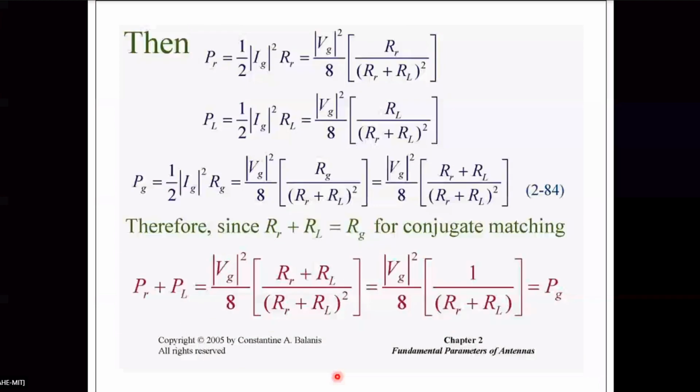So go through these equations. PR is this equation under conjugate matching, PL is this equation, PG is this equation. Therefore, since RR plus RL is equal to RG for conjugate matching, PR plus PL is equal to PG. Just go through this. I'll give you half a minute. This is under conjugate matching. You can verify this. Very simple case.